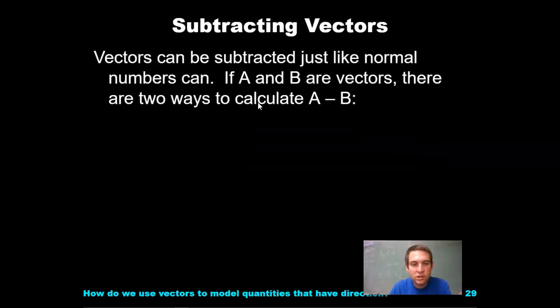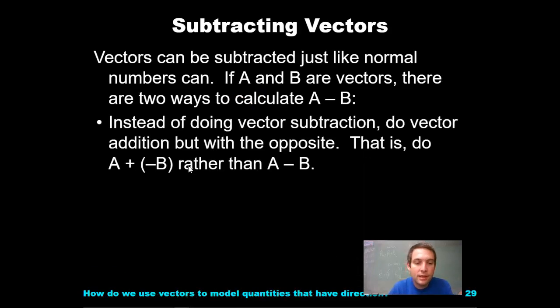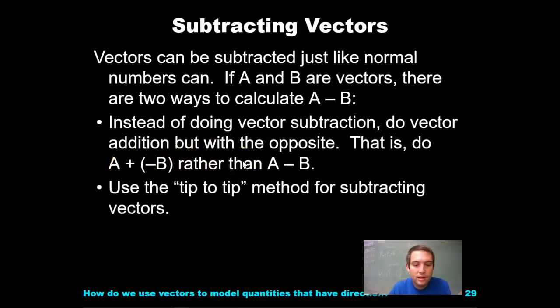Vectors can be subtracted just like normal vectors can. If a and b are vectors, there are two ways to calculate a minus b. Instead of doing vector subtraction, do vector addition with the opposite. That is, do a plus negative b rather than a minus b. Or use the tip-to-tip method for subtracting vectors. Personally, I prefer doing addition of the opposite rather than doing the tip-to-tip.